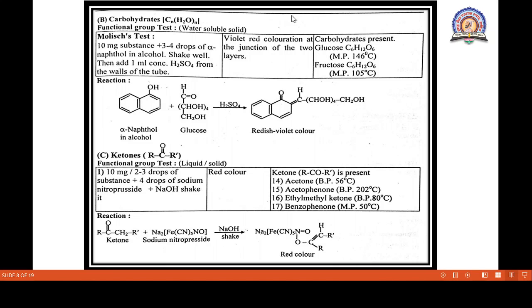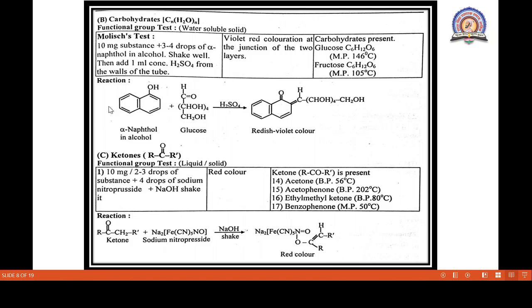Then carbohydrates. The formula for carbohydrate is CnH2nOn. Functional group test, water soluble solid. If water soluble solids are there, then we perform this Molisch test. We take 10 milligram of substance, 2-3 drops of naphthol in alcohol, shake well, add 1 ml concentrated H2SO4. So we observe the violet color, and we conclude that carbohydrates are present. So by taking the melting point, we conclude whether it is glucose or fructose.